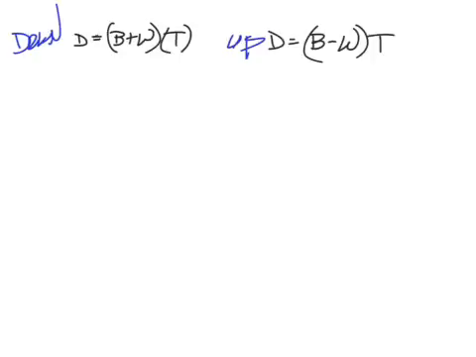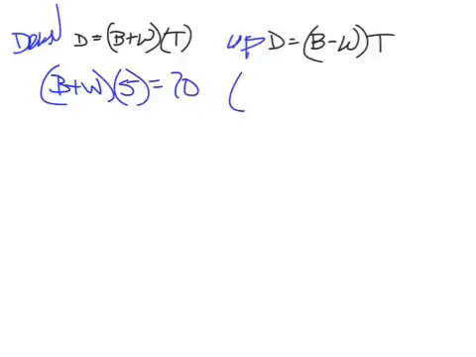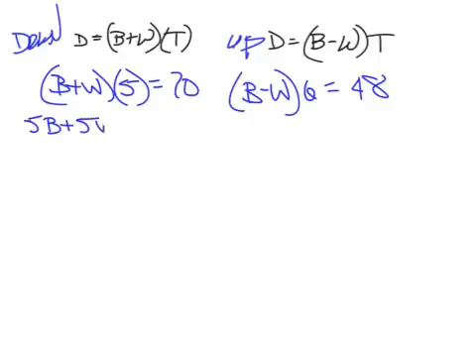So I'm looking for the speed of the boat, the B, and I'm also looking for the speed of the water, which is W. So I'm looking for both of these. Alright, so let's see what I've got here. Let's replace some of the letters with what I've got. I have no idea what B and W are, so I'm just going to leave it as B plus W times, going downstream was 5, and we went 70 miles. Upstream, again, we don't know what B and W are, but we know the time was 6, and we went 48 miles. Okay? So given that information, let's go ahead and distribute there, and over here.